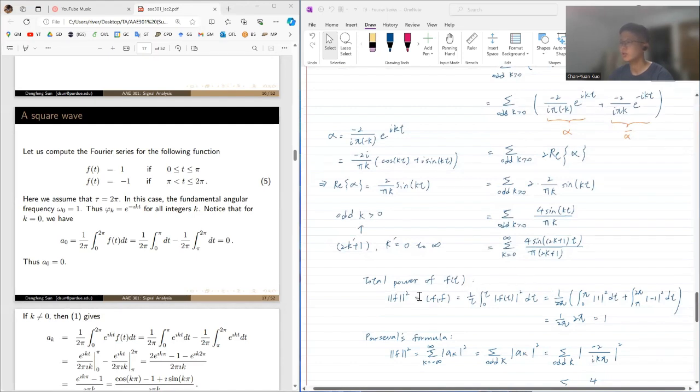And we can also compute the total power of f of t. The total power of f of t will be the inner product of f and itself. According to the definition of the inner product, it will be equal to 1 over tau times the integral of the squared absolute value of f of t from 0 to tau with respect to t. And again, if you work out this integral, you will see that it will end up being 1 over 2 pi times 2 pi, and that's 1. So the total power of the square function is 1.